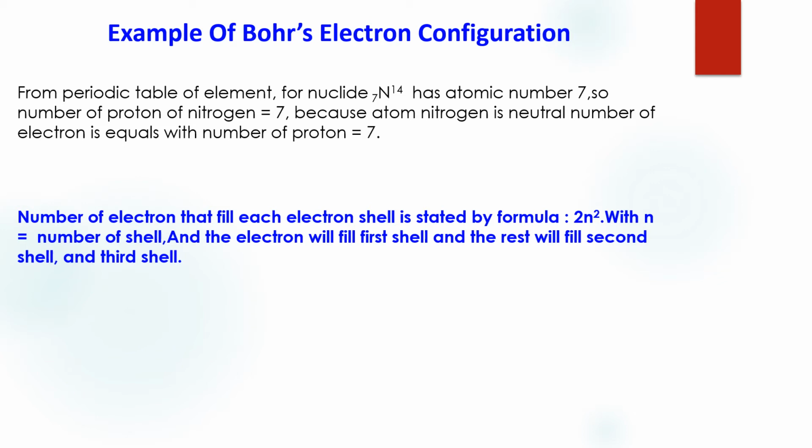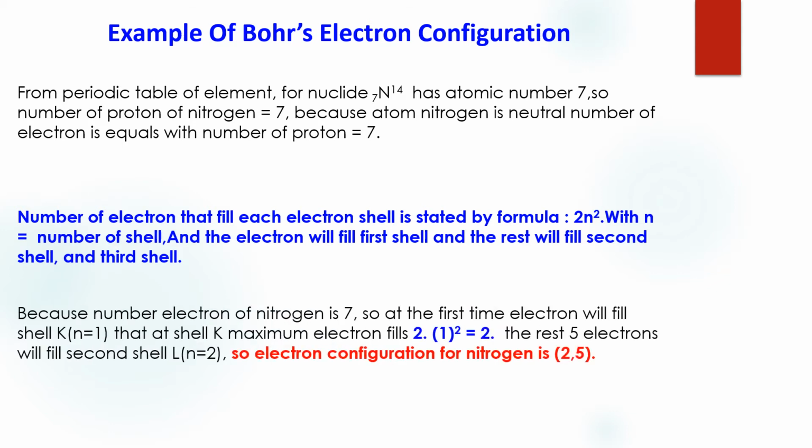We should remember that the number of electrons that fill each shell is stated by the formula 2n squared, with n the number of the shell. Electrons will fill the first shell and the rest will fill the second shell and third shell. Because nitrogen has 7 electrons, first electrons fill shell K with n equals 1, where the maximum is 2 times 1 squared equals 2. The remaining 5 electrons fill the second shell L, n equals 2. So the electron configuration for nitrogen is 2, 5.